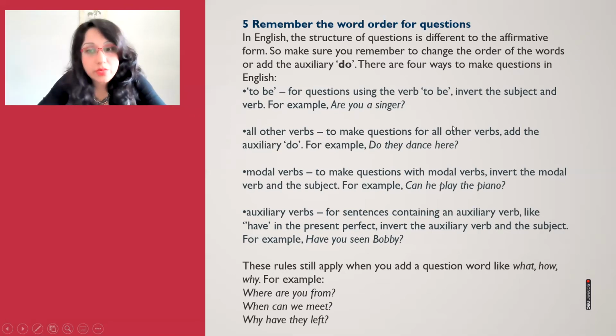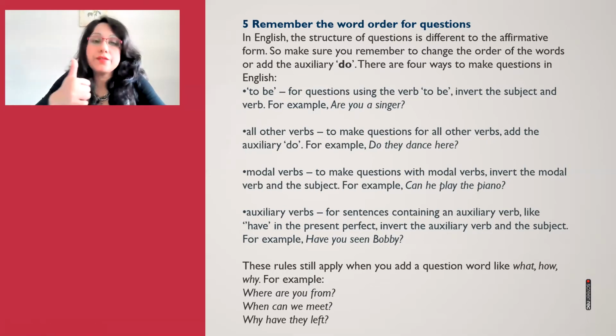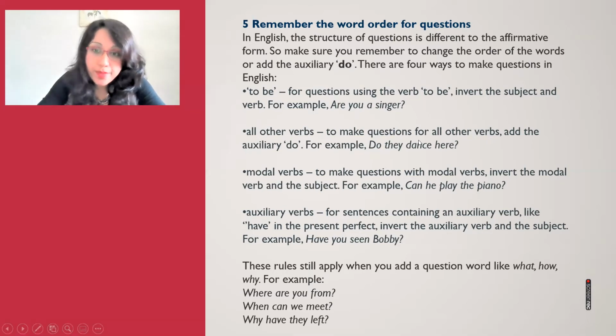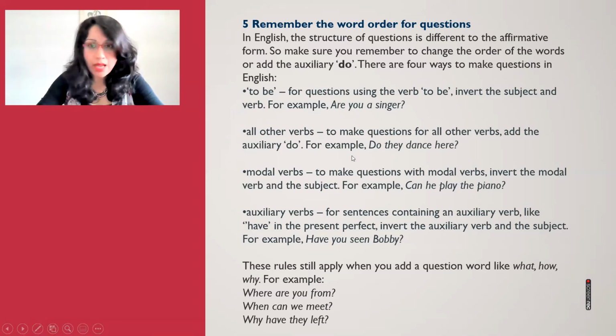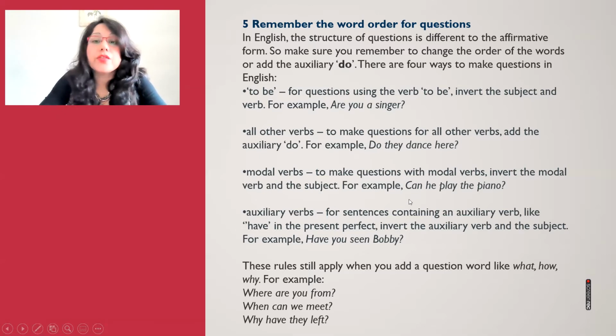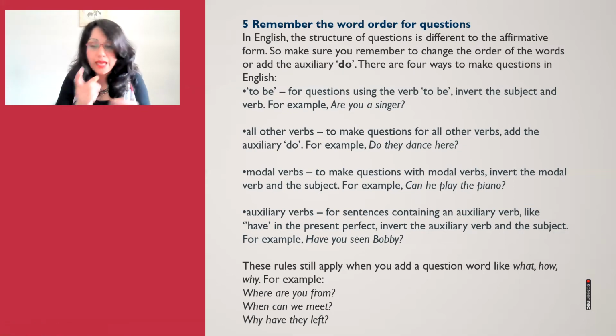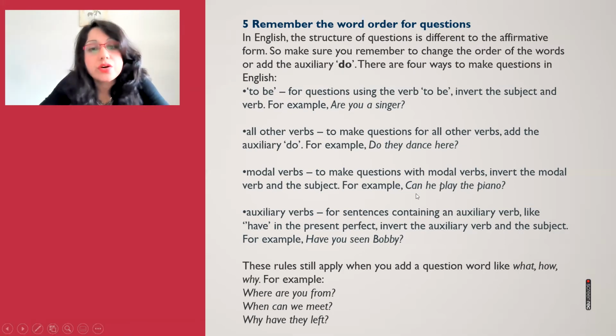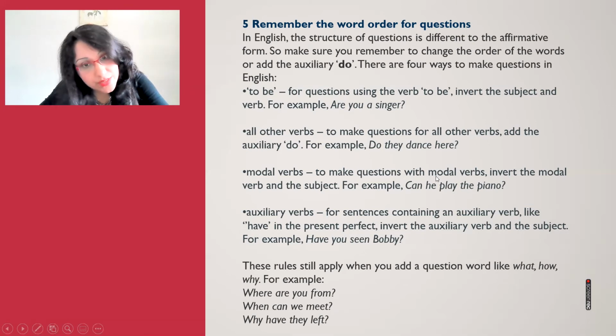All other verbs: to make questions for all the other verbs, add the auxiliary do. Okay. So if it is your present tense, use do; past, did. So, do the dance here? I'm not sure. Okay, so when you have modals, to make questions with modal verbs, invert the modal verb and the subject. Again, the same thing, just like this one here. So, can he play the piano? Oh, he can play the piano, all right? So again, the same thing happens. You invert. So you use your modal first, and then comes your subject.